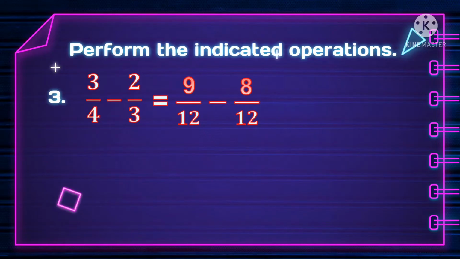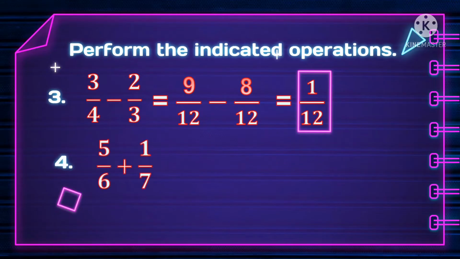So we can now proceed on subtracting similar fractions. So 9 minus 8 is 1 and copy the same denominator, which is 12. Then simplify the fraction if necessary. So since 1/12 is already relatively prime, no need to simplify. So this is now the final answer.